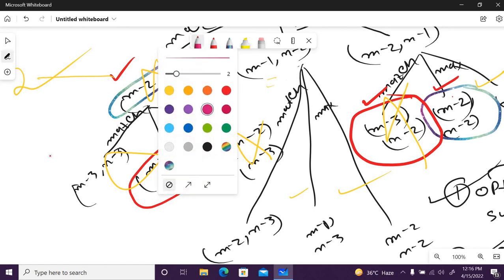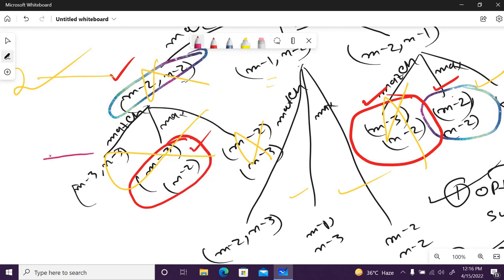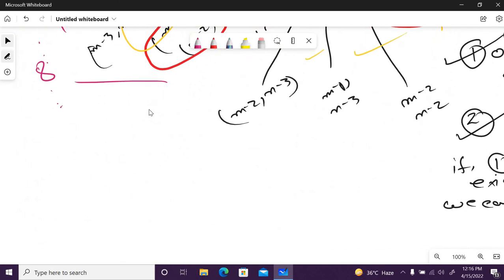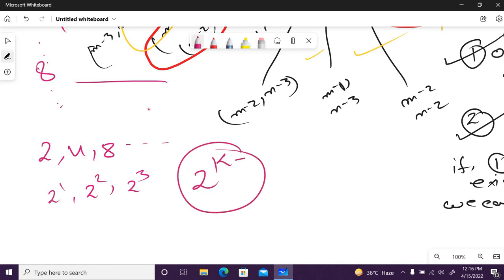Then also you can say that we are dividing into subproblems of four. It is dividing into subproblems of eight. In this way it is going on. So we can see 2, 4, 8, in this way. So 2 to the power 1, 2 to the power 2, 2 to the power 3. So it is exponential order. This is 2 to the power k. k is nothing but the height of this tree.